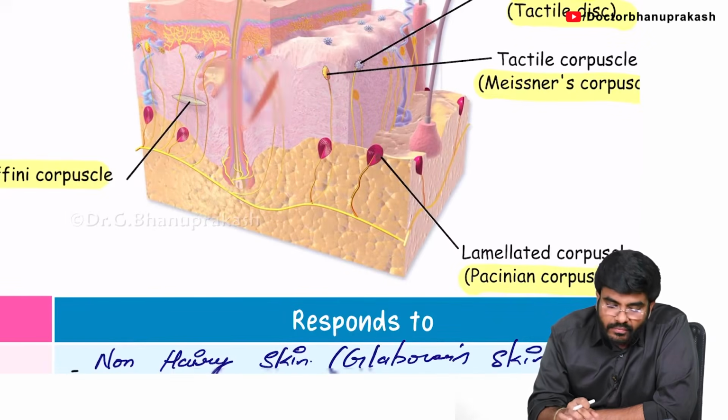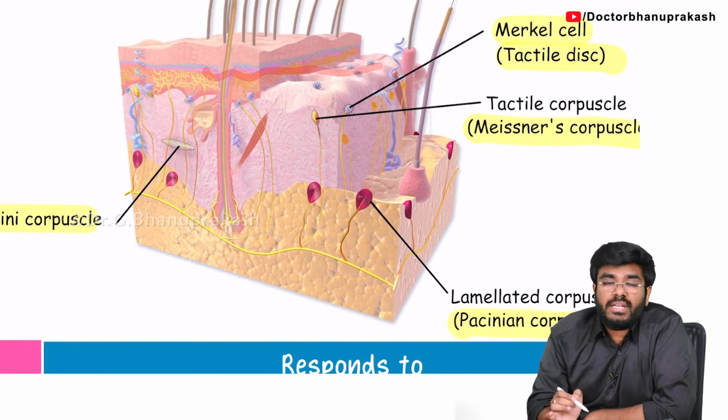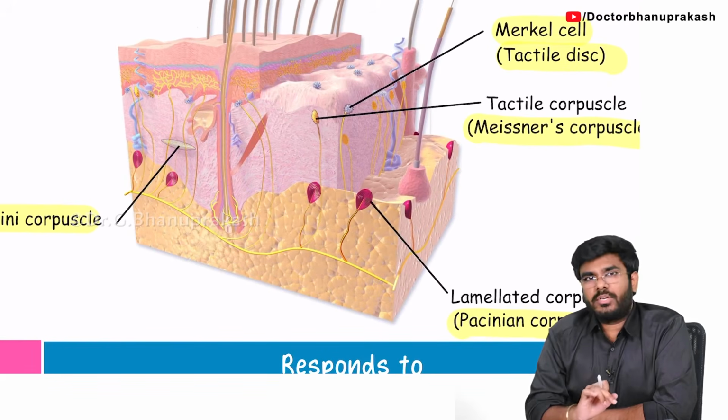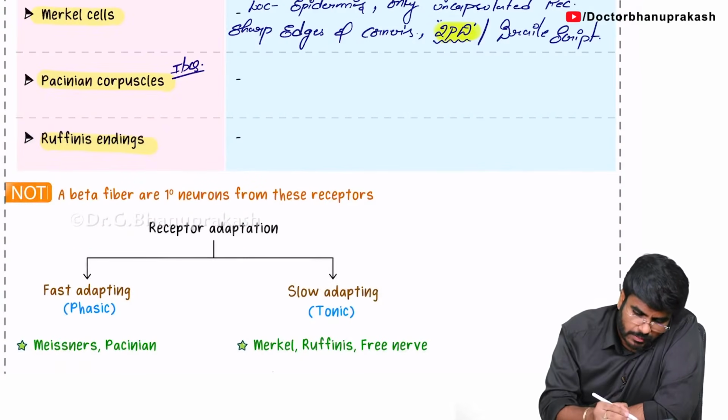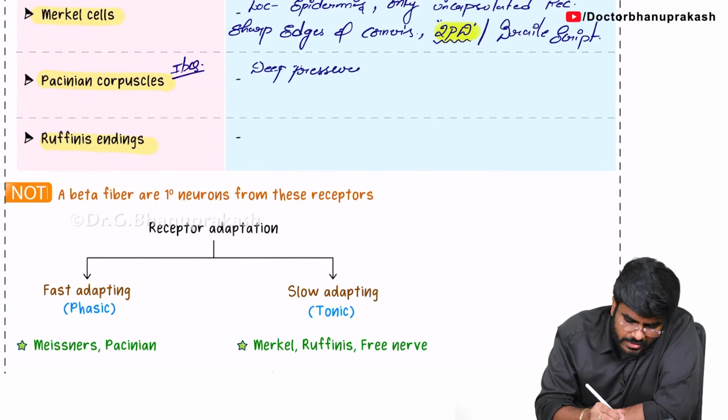And first of all, tell me, where are they present? Are they present superficially? No, they are not present superficially. They are present deep. So they are going to detect deep touch, deep pressure, high frequency vibrations. Pacinian corpuscles are going to detect deep pressure. They are also going to detect crude touch.